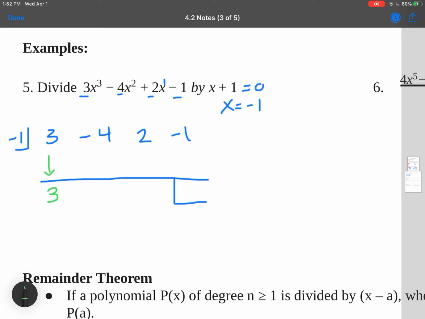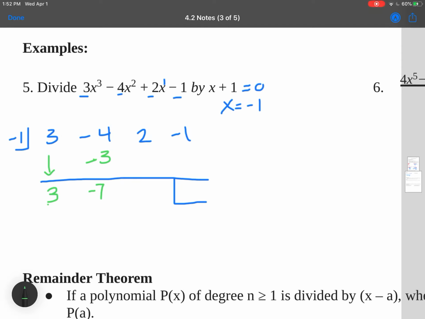Now we're going to take whatever we're dividing by, our divisor, and multiply it by the number at the bottom. So -1 times 3 is going to be -3. And then we need to add our column going down. So -4 and plus a -3 would give us a -7.